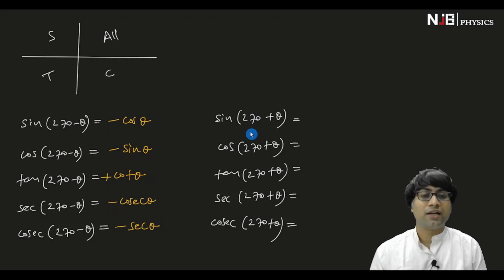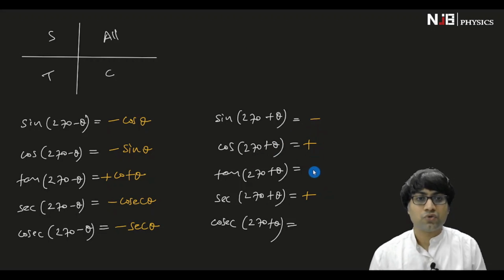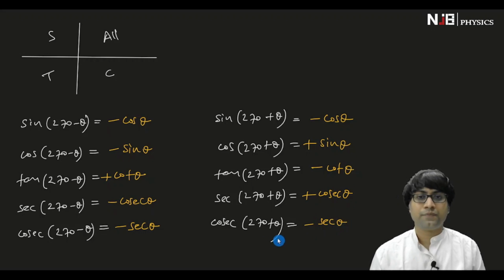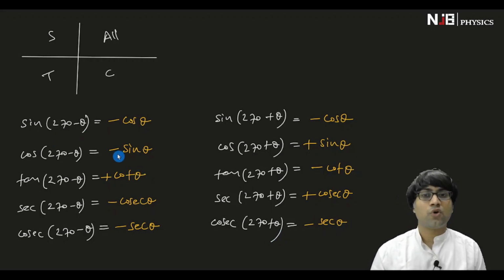Now let's have a look at the angle 270 plus theta. This is the fourth quadrant, and in the fourth quadrant, cos and sec are the only positive ratios, and therefore we'll put a positive sign over here and a positive sign over here. Now all the rest are negative, so let's put a negative sign everywhere. Sine will become cos theta, cos will become sine theta, tan will become cot theta, sec will become cosec theta, and cosec will become sec theta. So this is how we are going to work with angles of the form 270 plus minus theta.